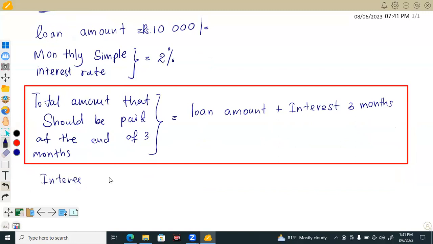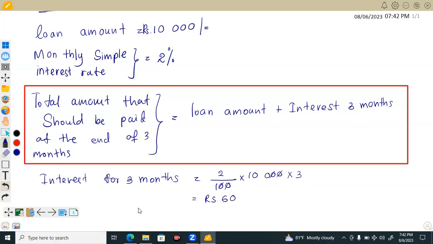Interest for 3 months equals to, now if the loan amount is 100, we have to pay 2 rupees. Now loan amount is 10,000. Then cancel each this. It is 200 for 1 month. Now we have to multiply it by 3 to calculate for 3 months. මාස එකකට නම් 200යි වෙන්නේ. මාස 3කට බලන්න අපිට ඒක 3 වලින් multiply කරන්න වෙනවා. Then it is 600 rupees.